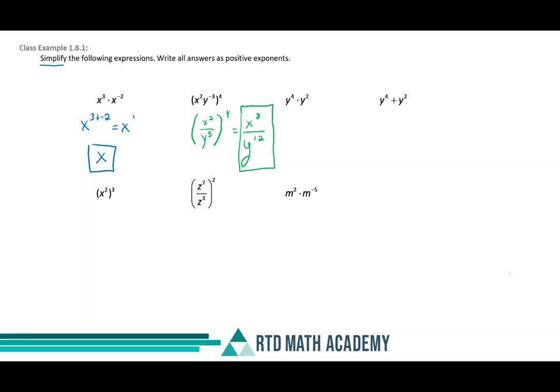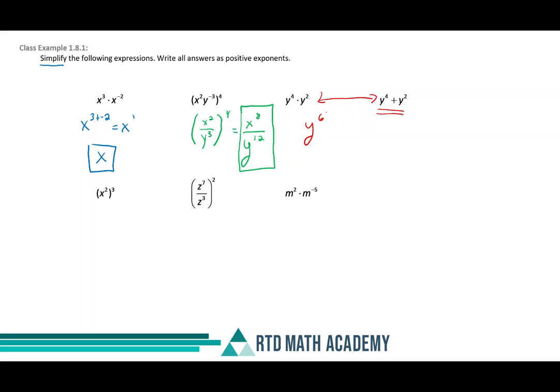Y to the power of 4 multiplied by y squared is actually a Math 9 question. We've already seen that when we have the same base, we get to just add the exponents, and 4 plus 2 is equal to 6. Now, why have we put that on here if it's a Math 9 question? As a reminder, we cannot do the same thing when we are adding.